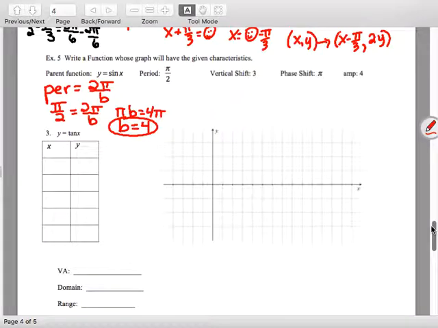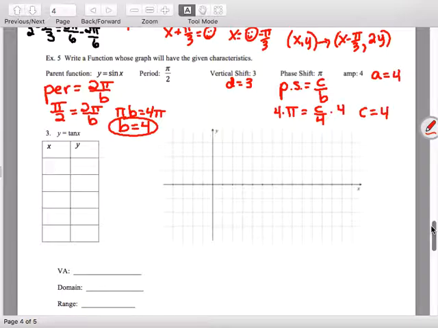I don't see anything about a reflection over the x-axis. So when I have the amplitude, if there's no reflection, then it's the positive value. The vertical shift is the d. Now watch this. Phase shift, and I'm really glad you asked about that phase shift because the phase shift is equal to c over b. Well, it's pi, and I just found b. So pi equals c over 4. So now I'm going to solve for c. Yeah, so c is 4 pi.